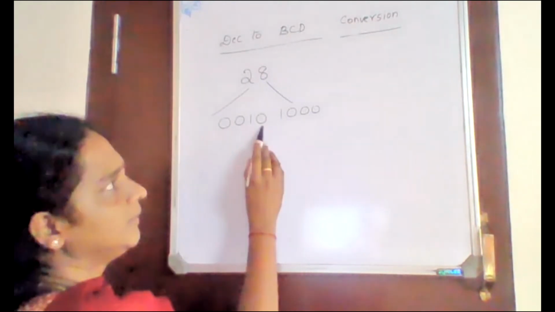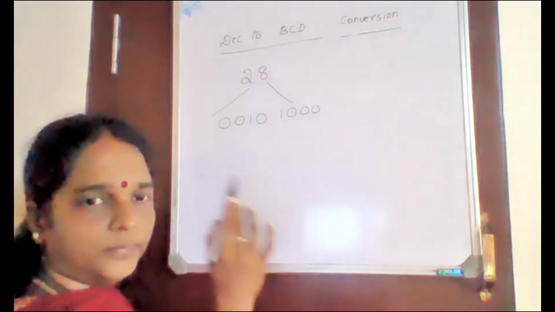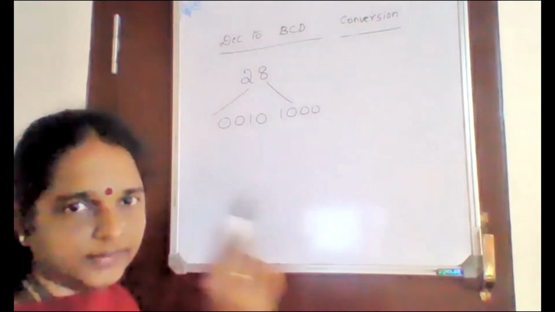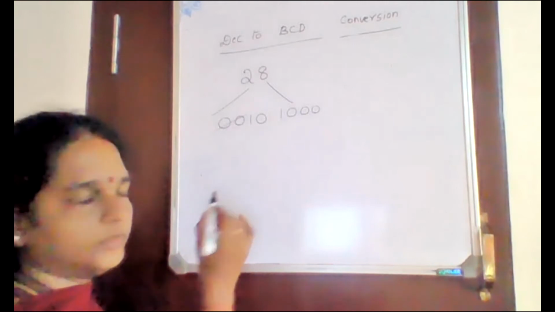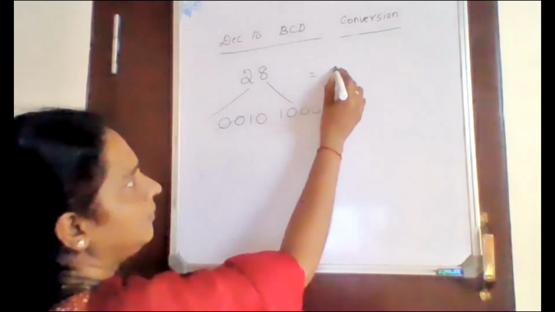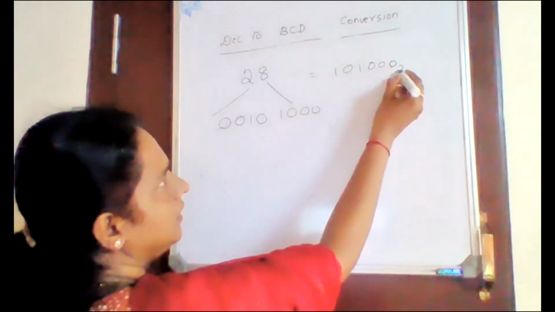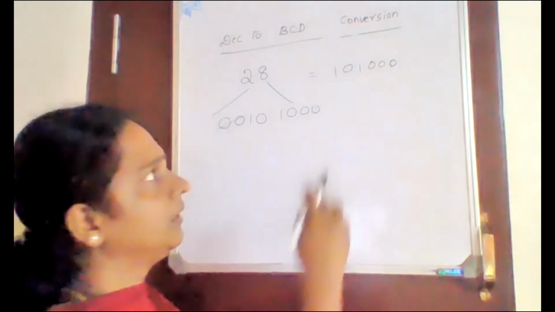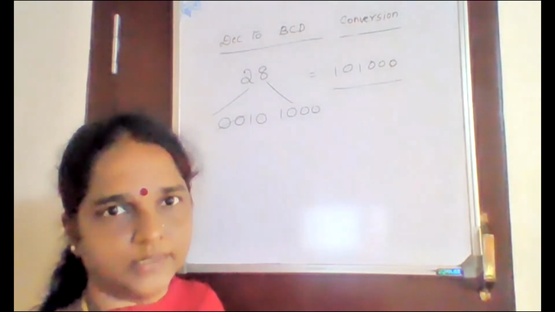Now 00101000 is the equivalent BCD value for 28 decimal. You can neglect the leading zeros. So you can write directly 101000 as the BCD representation. There is no radix for it. We'll directly write like this. This is the BCD value.